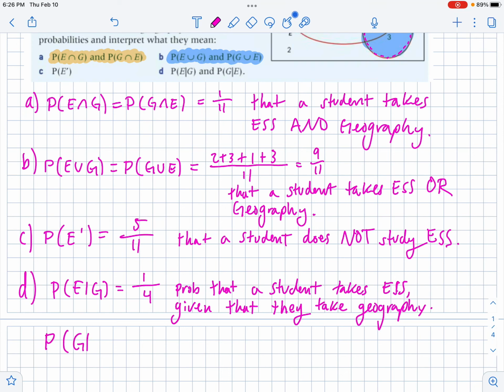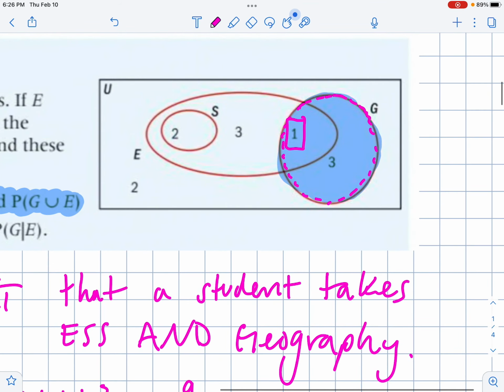Now, the probability of G given E, this is actually different. It's not the same thing. So if I go back to my diagram up here, and I get rid of all these markings, probability of G given that E happened.